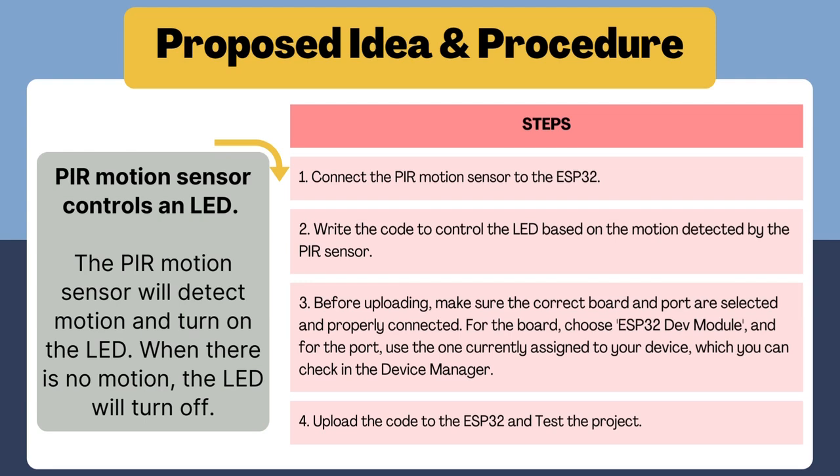First, connect the PIR motion sensor to the ESP32. Second, write the code to control the LED based on the motion detected by the PIR sensor. Third, before uploading, make sure the correct board and port are selected and properly connected. For the board, choose ESP32 Dev Module, and for the port, use the one currently assigned to your device, which you can check in the Device Manager. And lastly, upload the code to the ESP32 and test the project.